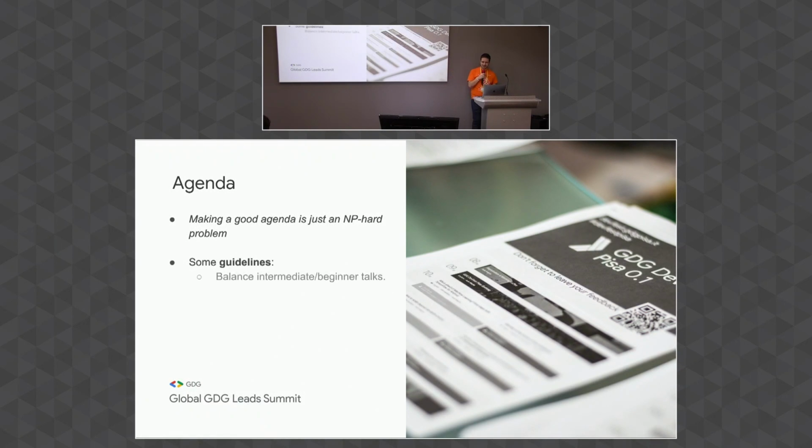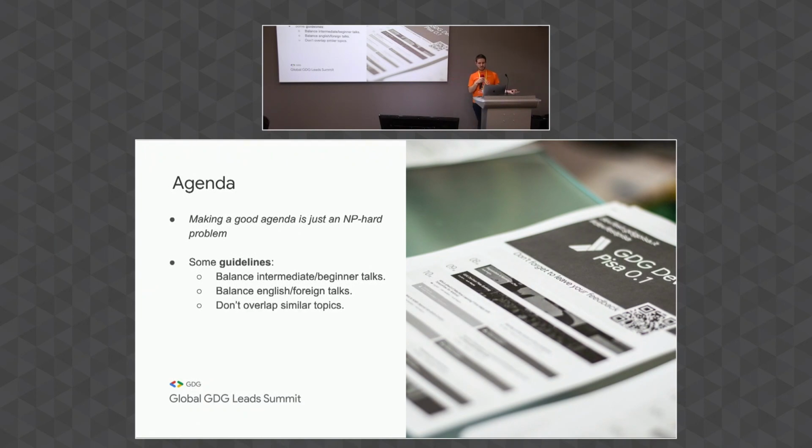I have some guidelines here. Try to balance between intermediate and beginner talks. That also depends on your audience. In our case, we wanted to have 50-50, beginner and intermediate. Try to balance between English and non-English talks. In our case, we had the principle that for every time slot, there should be at least one English talk. So if some student who is not speaking Italian comes, they should be able to listen to at least one session.